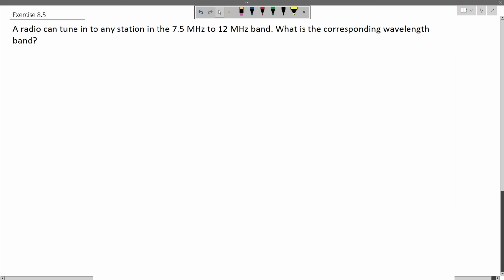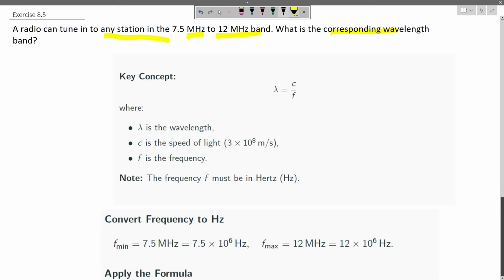The question is saying that a radio can tune into any station in the 7.5 megahertz to 12 megahertz band. What is the corresponding wavelength band? So we know that the wavelength can be defined by the speed divided by frequency, and we have to find out here that given the range of frequency, what is the range of wavelength? Wavelength band means the range of wavelength. So here lambda can be calculated by dividing the speed with frequency.